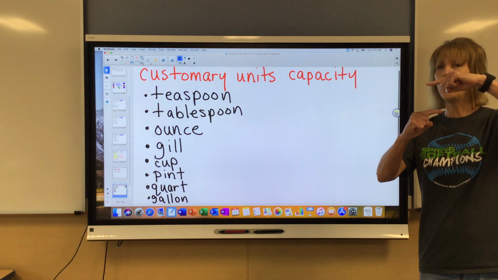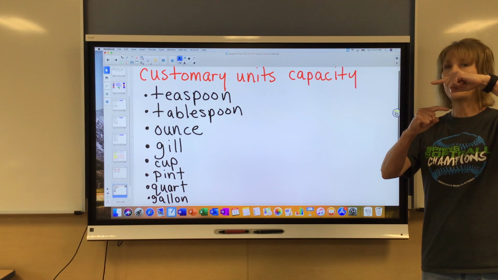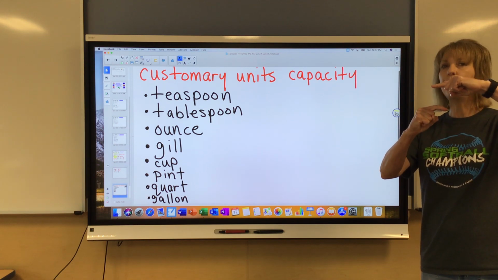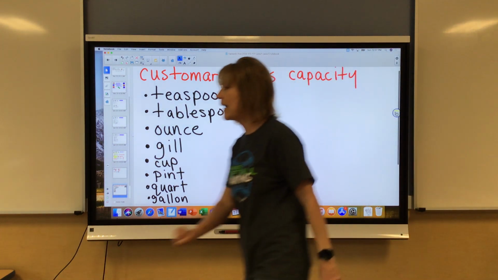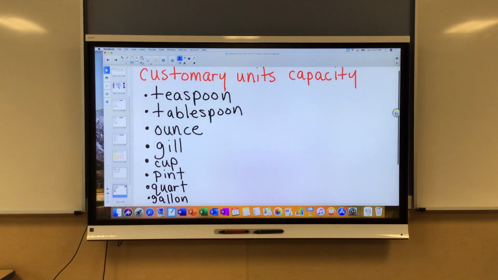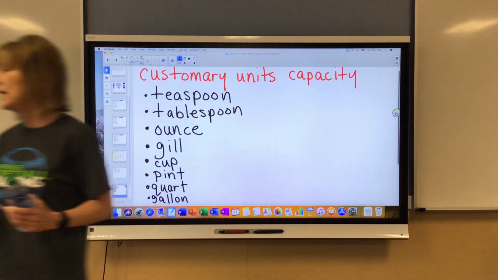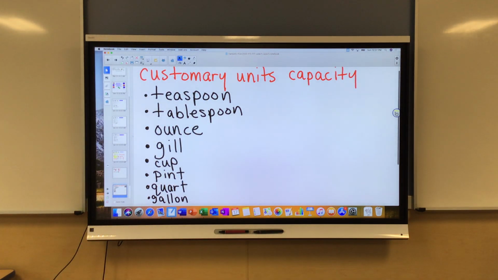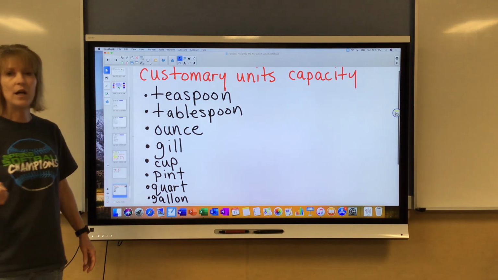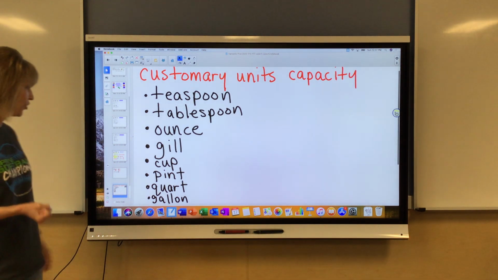Remember, Jonathan's little water bottle at lunch is a cup. Half of that would be a gill. Pint is like one of Miss Shep's water bottles. Quart is like Miss Shep's 2 water bottles. And a gallon is like that big jug of milk or that big jug of Hawaiian punch.